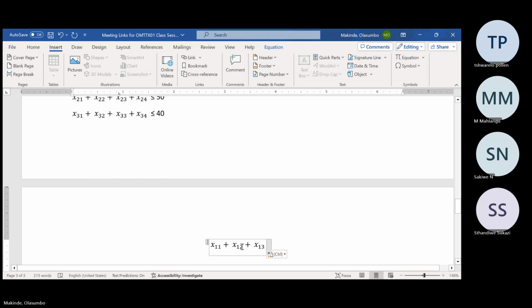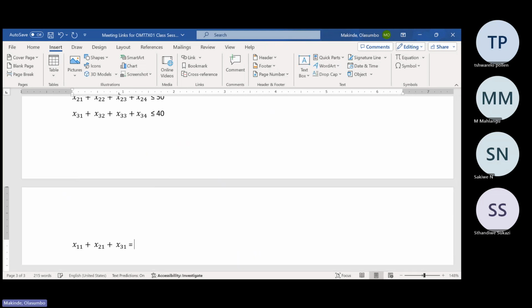X11 plus X21 plus X31 equal to, why are we using equal to? Because we want to meet that demand exactly. The demand required, we want to meet it exactly. So that is how we meet that, and that will be equal to 45.